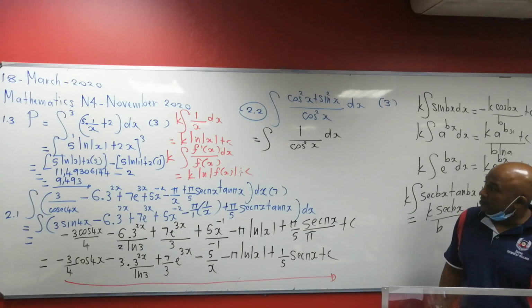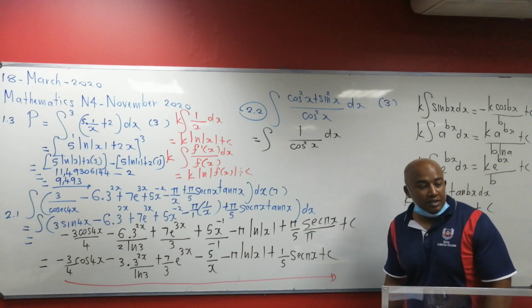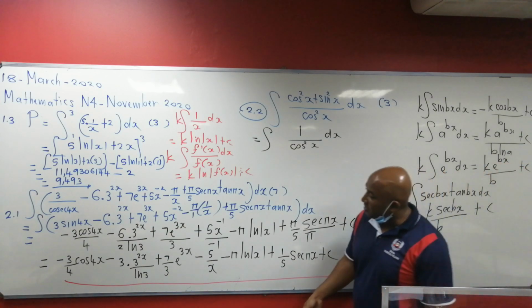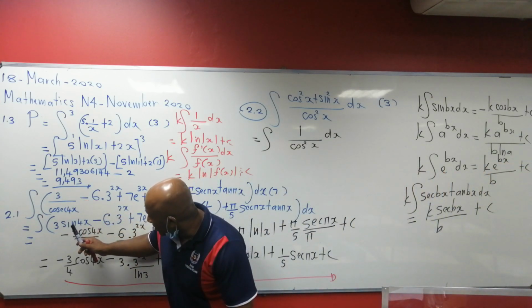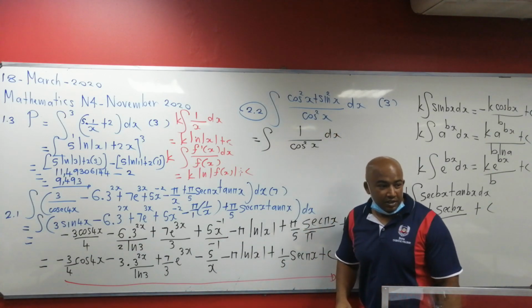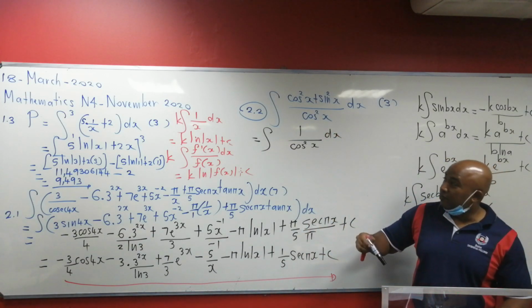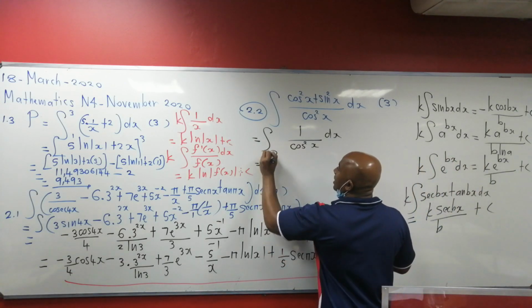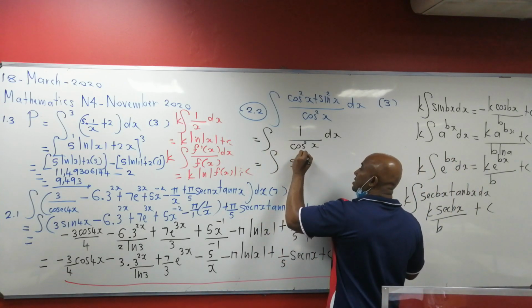Okay. So, now you need to know your reciprocal identities. Just like how you know that 1 over cosec is sine. So what is 1 over cos? 1 over cos is sec. So 1 over cos squared is going to be sec squared.